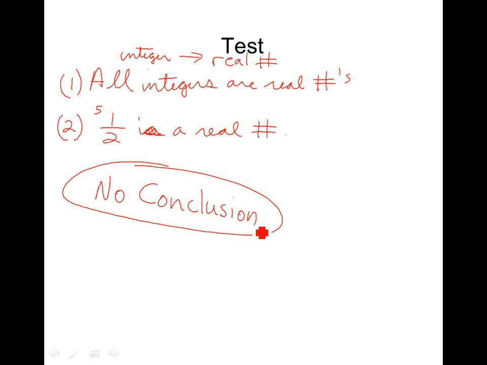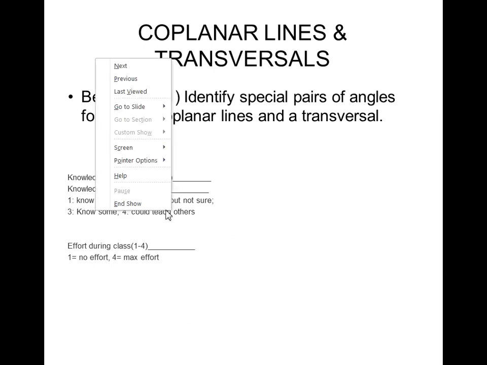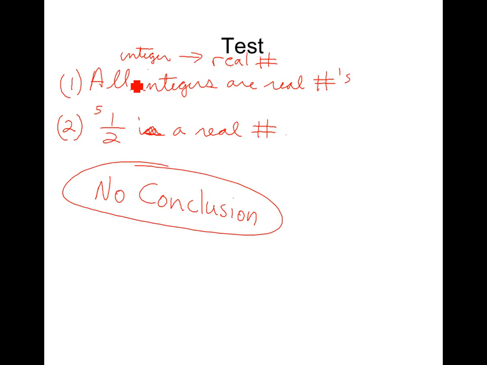Now, what if they had said one half is an integer? Then could we have said something about one half? Yes, it would have had to be a real number. But you can't go backwards. Using the law of detachment, integer tells us real number. You can't start with real number and say that tells us integer. It's got to go in the same order. So on that one, no conclusion.